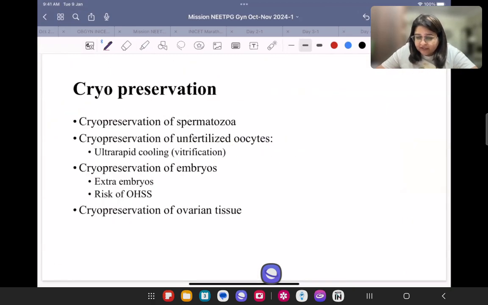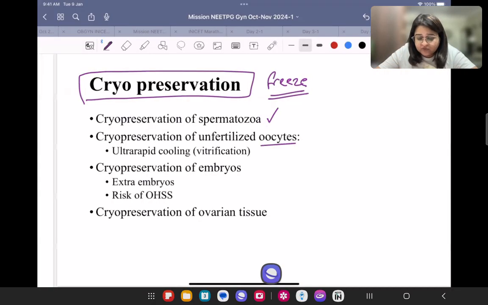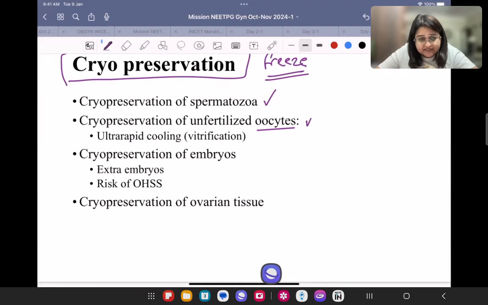Now, just a few lines about cryopreservation. What is cryopreservation? We can preserve or freeze certain things like the sperm. So you can freeze the sperm, you can freeze the oocytes. That means before fertilization, you can aspirate the oocytes and freeze them. You can cryopreserve embryos. Okay, this is usually the method of choice.